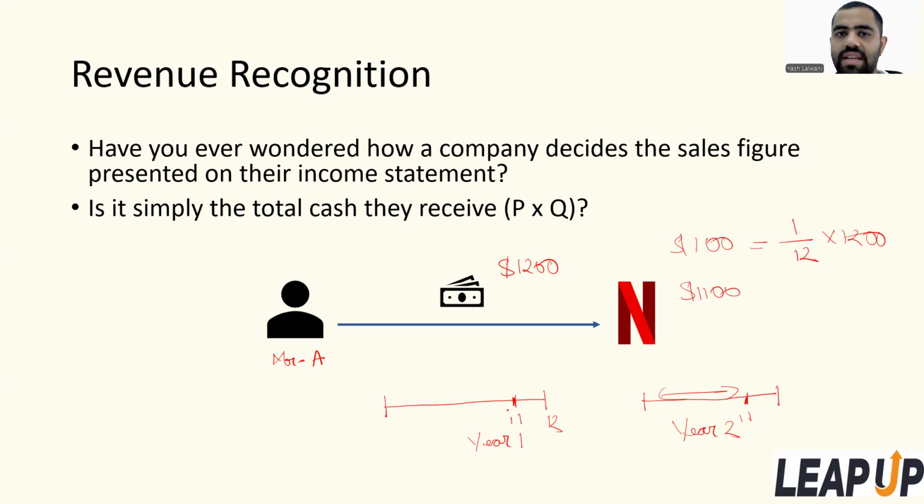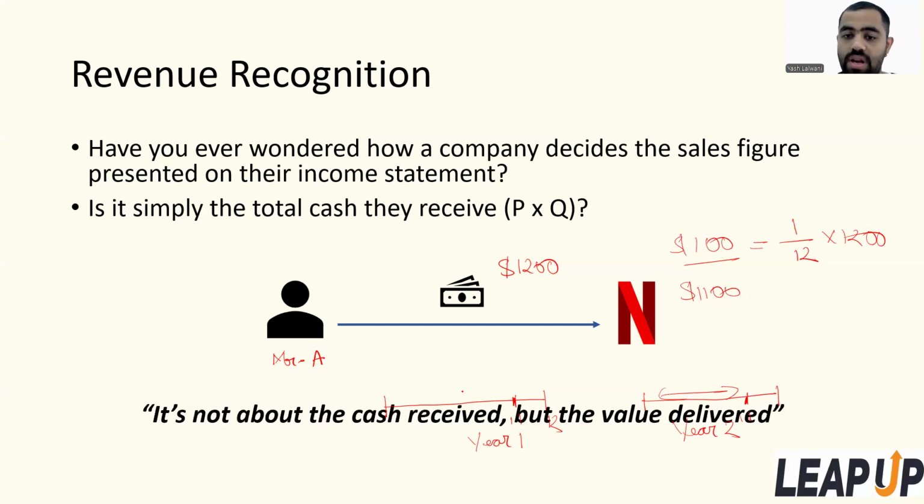Now, what is compelling us to recognize revenue in such a fashion? The answer is the revenue recognition principle. The revenue recognition principle dictates that whatever amount of goods or services has been offered, only that amount will be recorded as revenue. Since only $100 worth of service was provided by Netflix during year one, only that amount will be recognized as revenue in year one, and the rest will be recorded in the next year when the remaining service is provided.